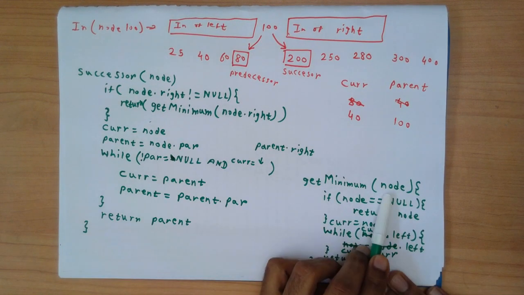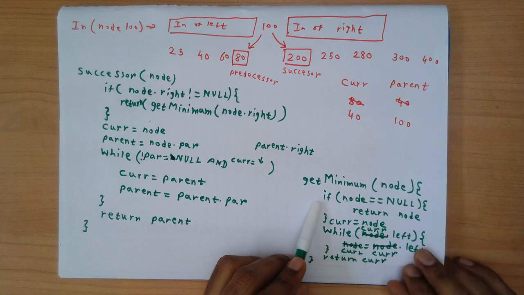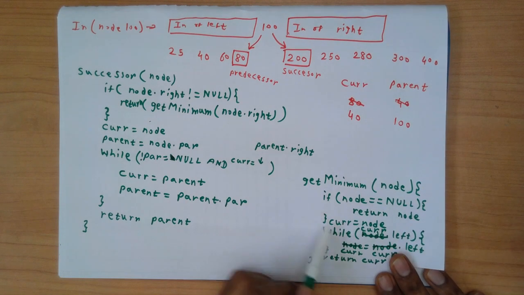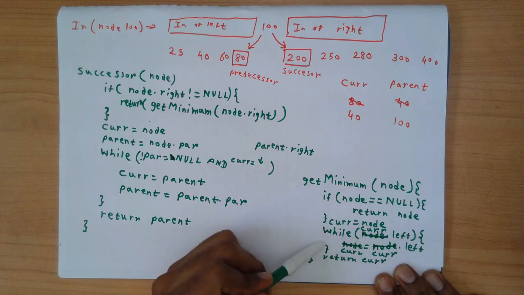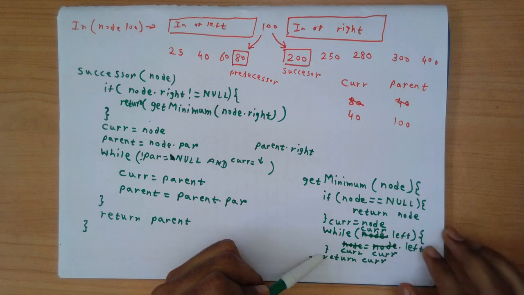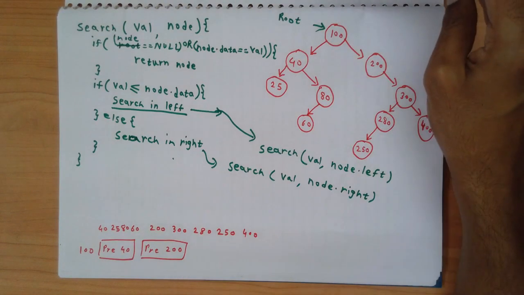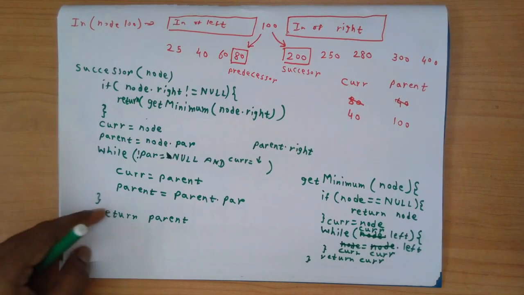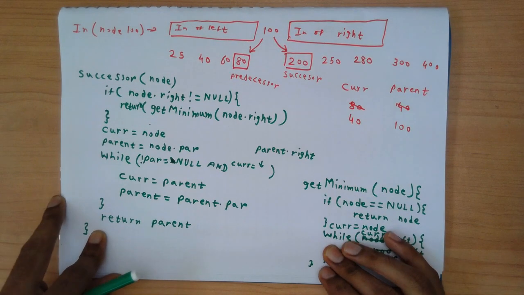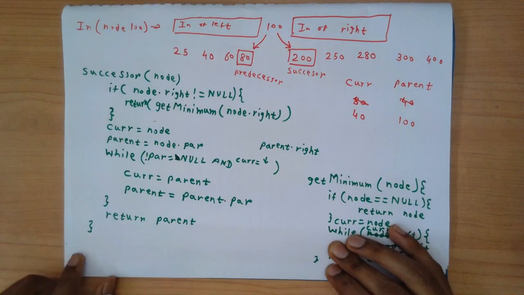So get minimum on 200 would ask the question, is 200 null? 200 is not null. So now current will point to 200. I'll ask the question, is there a left child for 200? If there is no child for 200, then I will not enter the loop, and I will return the value of current, which is 200. That's the way things are going to work. If I want to find out, let's say, the successor for 200, then what will happen?